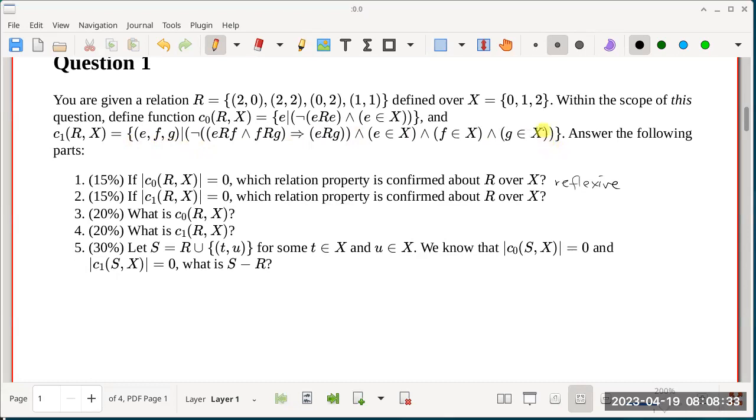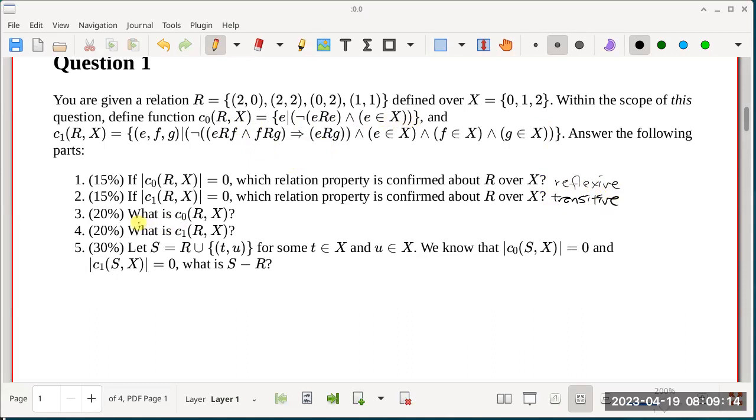In other words, we are asking, can we find EFG such that EF are related, FG are related, but EG are not related? That's what we're asking here. And if we cannot find anything like that, that means the relation over X is going to be transitive. There we go. All right. So these are the two answers to this question, and you will see that I recycled these definitions in the later questions. So we'll see these again.